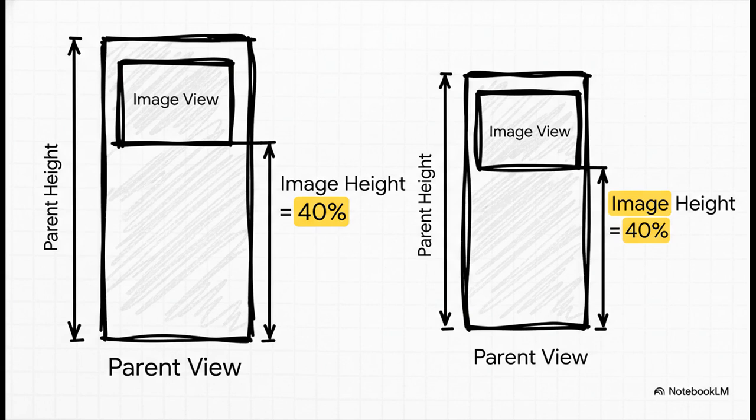And here is a perfect example of a multiplier. Instead of giving an image a fixed height, like 200 points, you can just say its height should always be 40% of its container's height. Now, as the parent view grows or shrinks, that image scales perfectly, always maintaining its proportions. This is so powerful for creating scalable designs.